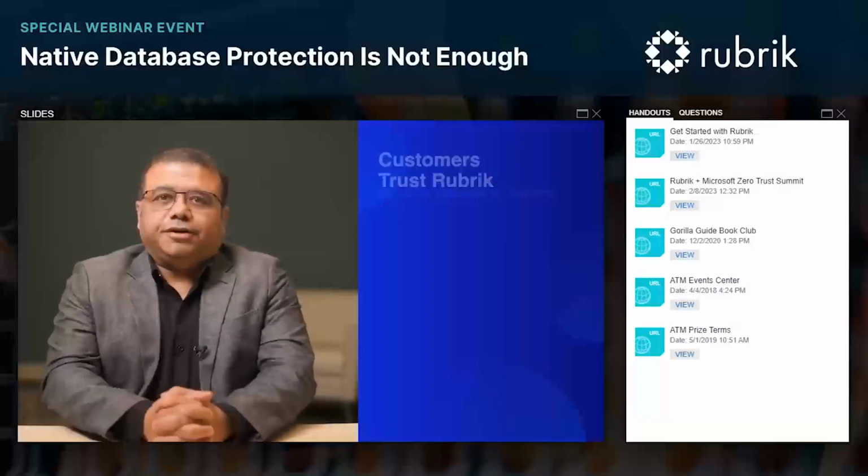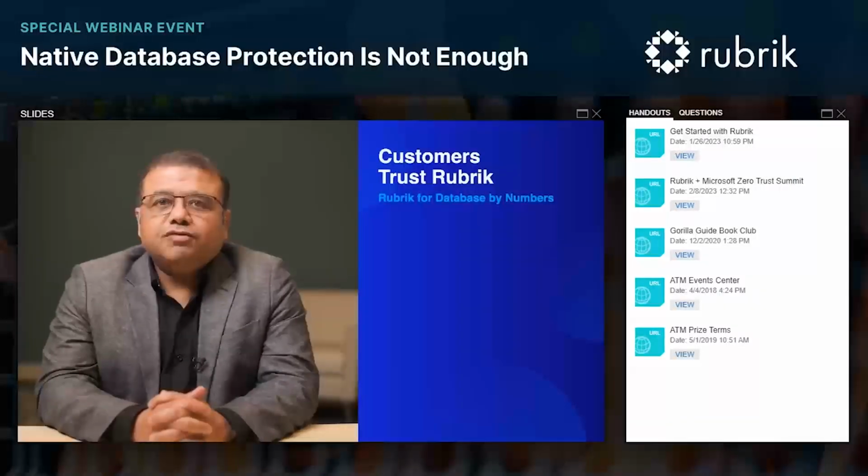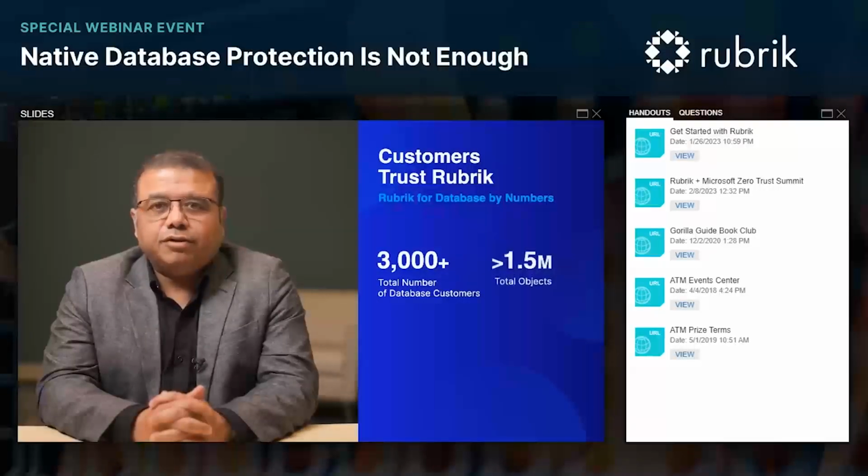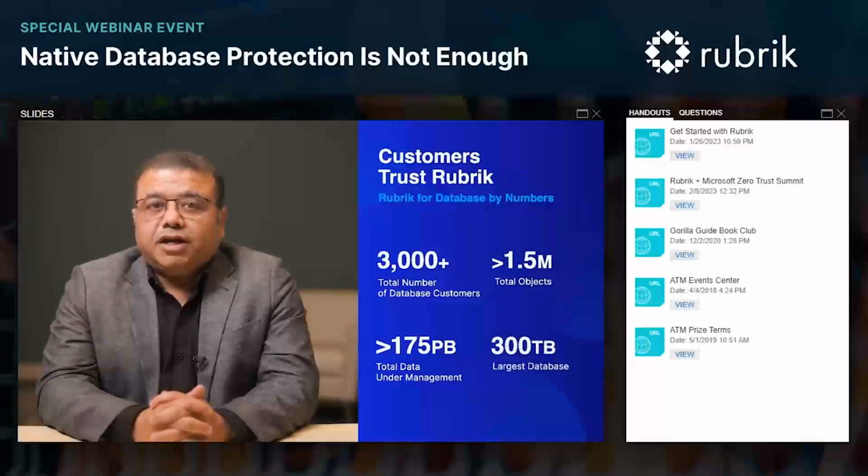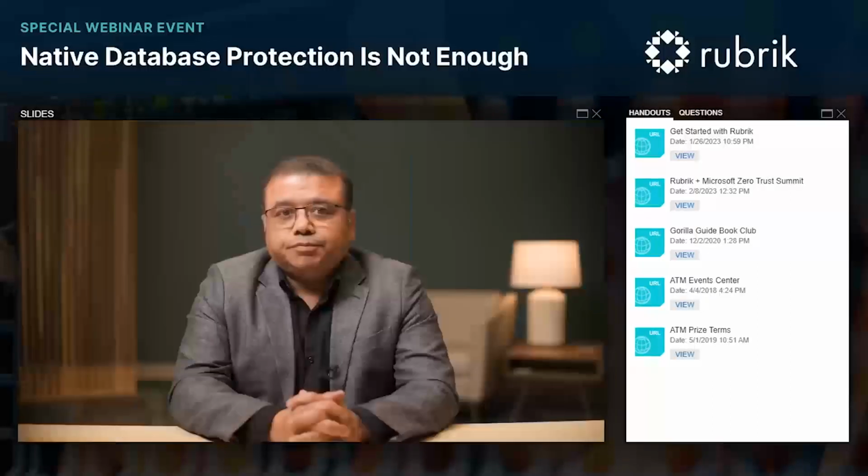I'm proud to share that Rubrik is protecting databases for more than 2,250 customers and has over 1.5 million total objects under management, totaling over 175 petabytes of total data. And the largest database under protection is coming in at 300 terabytes. Protecting databases is a tough task for any organization, but it doesn't have to be with the right tools.